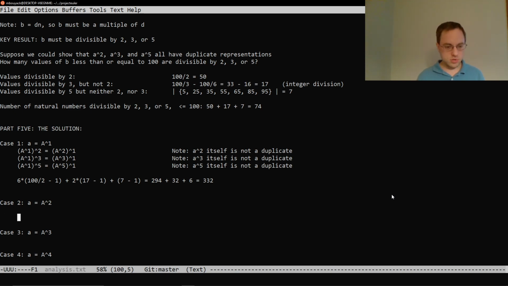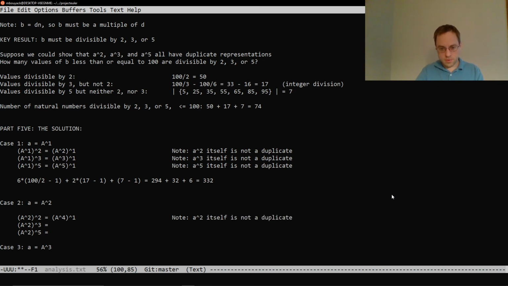Okay, so for case number 2, we're going to set it up in a similar way, where we're going to look at a squared squared, a squared cubed, and a squared to the 5th. And we're going to see which of these are duplicates. So for this first case, the only possibility is a to the 4th to the 1st. And as before, we'll note that a squared itself is not a duplicate. And that's again because we have this exponent of 1 over here.